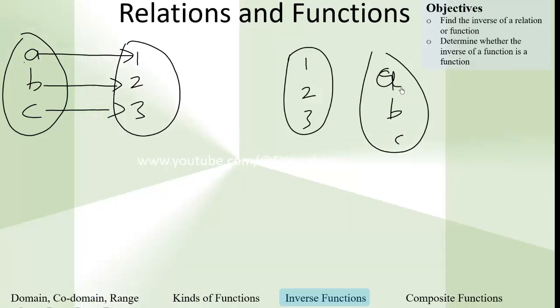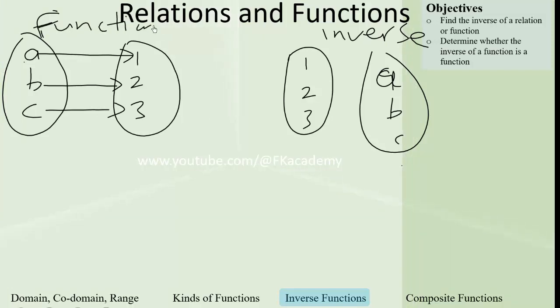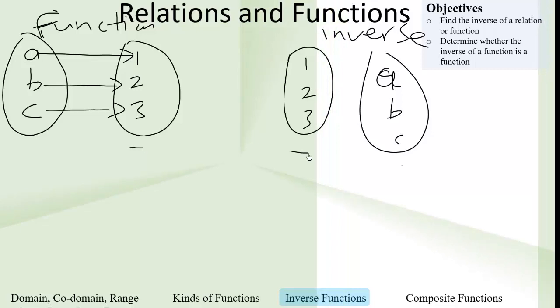So you can see that the domain for the function becomes the range for the inverse. So this is the inverse function. This is the function itself. And you can see that the range for the function becomes the domain for the inverse. So a function and its inverse. That is how it goes.